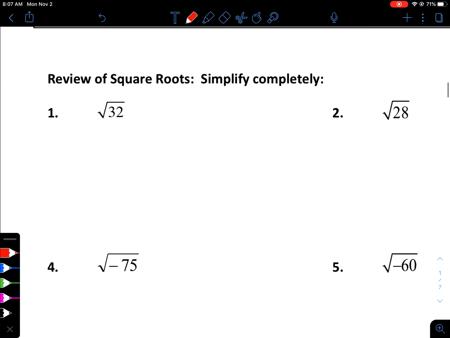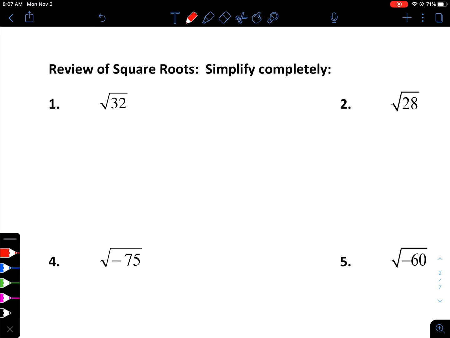So our first example, number 1: we've got the square root of 32. Remember, when you're simplifying square roots, you're looking for a perfect square that you can divide 32 by, the largest of which is 16. If you take 16 multiplied by 2, you get 32. The square root of 16 is 4, and then the square root of 2 you'll leave next to it, and there would be your answer for number 1.